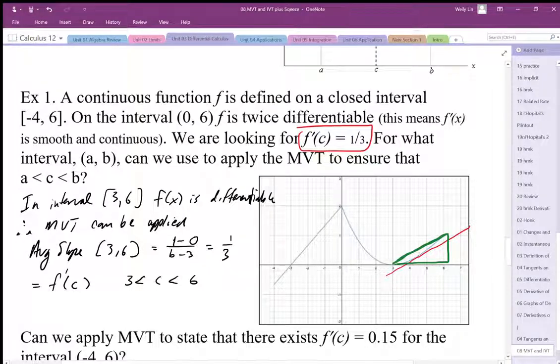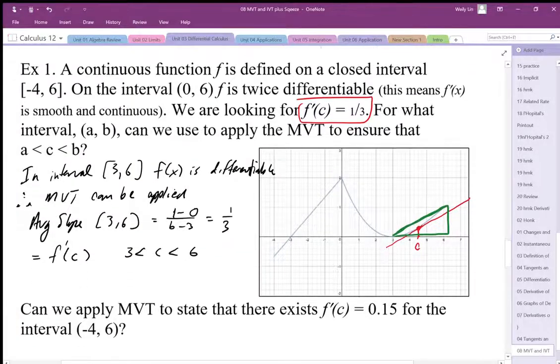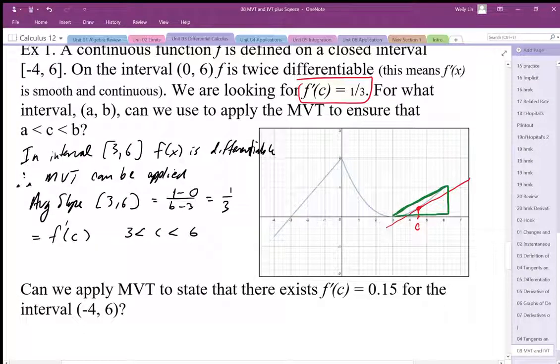That point C, if I were to estimate it, is somewhere around there, it looks like about 4.5. That point C does exist. We can see it visually. But again, with the mean value theorem we don't need to visually confirm it. As long as we have the conditions, we know that it must exist. Right now, we want to make sure we see it so that we really understand how the mean value theorem works.